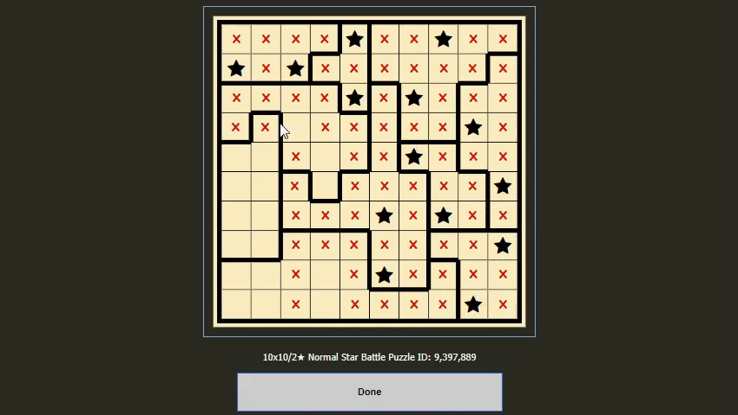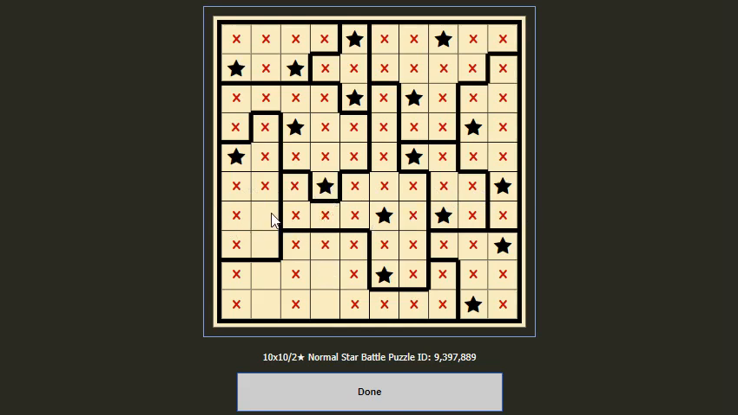Now we're looking for this block. So in this block we have to put two stars, and the two stars cannot be adjacent to each other, so one star must be here. Then we cancel its neighborhood. For this row, we put the remaining star and cancel the first. So the last star for this row is here.